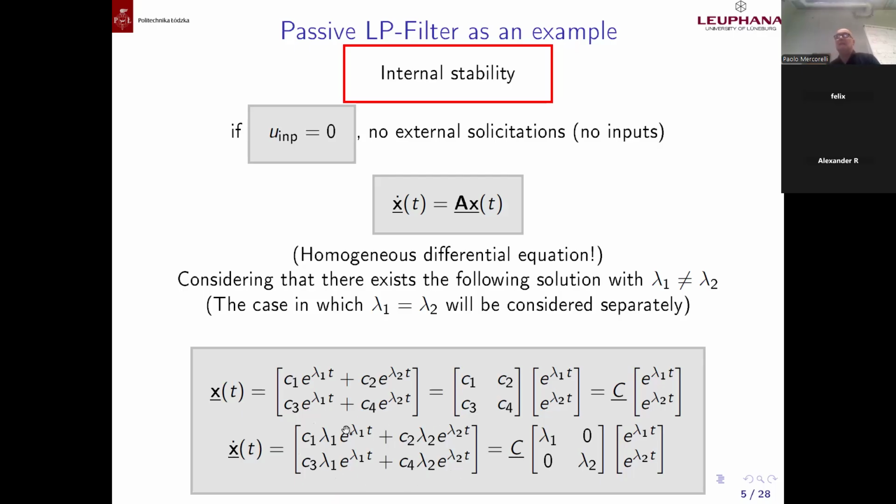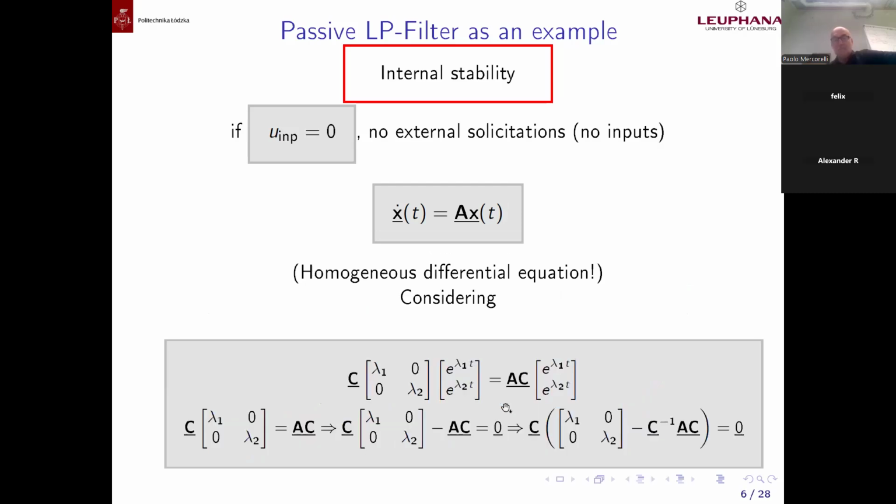Try to do it at home, but it's easy to see also just looking directly at the definition of the product, and then considering C again as a 2 times 2 matrix, C1, C2, C3, C4. Right. This means we have this expression here, which I copied for you in this slide again.